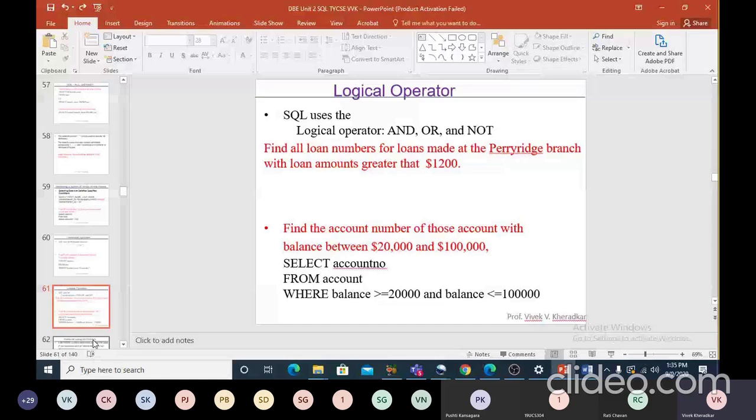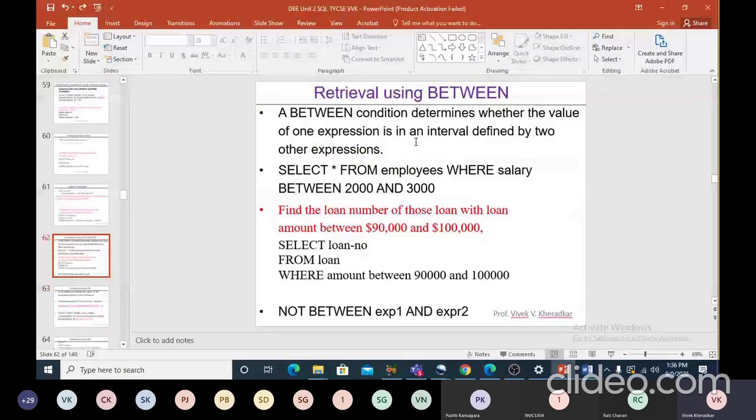Okay. So instead of using greater than, less than, if the value is checked within a range, there's one more keyword used in SQL, which is BETWEEN. So you can retrieve the data using between also. So what is between? Between condition determines whether the value of one expression is in the interval defined by the two other expressions. So this between will check whether the value is present in the range which you specify in the between clause.